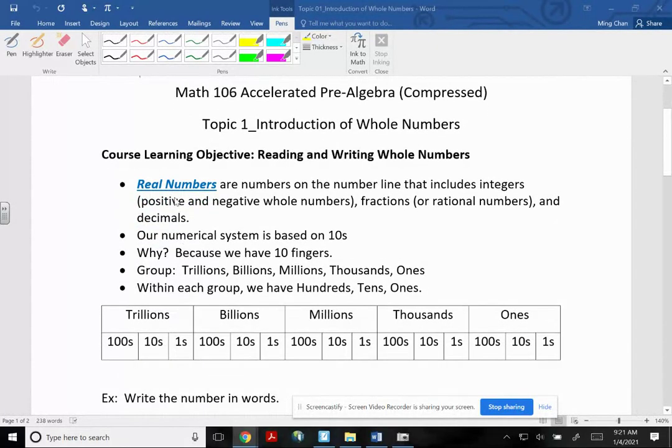Whole numbers are actually under what we so-called the real numbers. Our very first definition of the semester is: real numbers are numbers on the number line that include what we so-called the integers, which we will talk about later on. Positive and negative whole numbers are called integers. Fractions are also considered real numbers, and decimals. So real numbers is the overall category of types of numbers. Underneath the real numbers, you have whole numbers, positive and negative whole numbers, which are also called integers, fractions, and decimals.